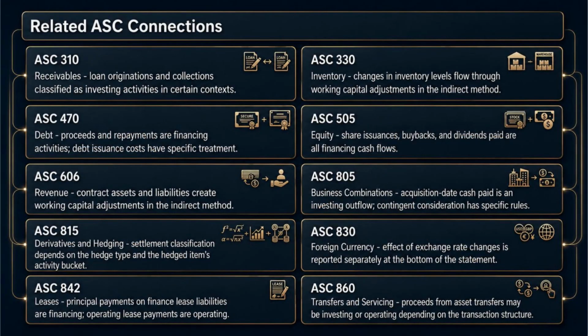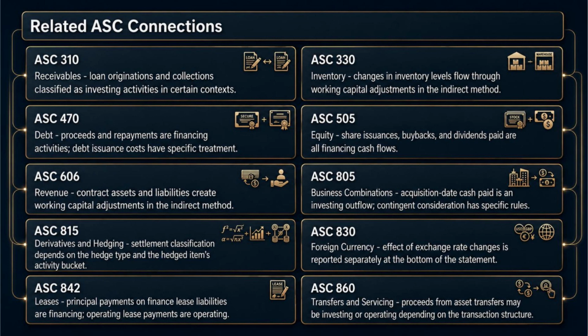Here are related ASC connections you should remember. ASC 310 links through receivables and loan collections. ASC 330 connects through inventory and working capital adjustments. ASC 470 connects through debt proceeds, repayments, and issuance cost treatment. ASC 505 connects through equity issuances, buybacks, and dividends. ASC 606 connects through contract assets and liabilities. ASC 805 connects through business combinations and acquisition date cash effects.